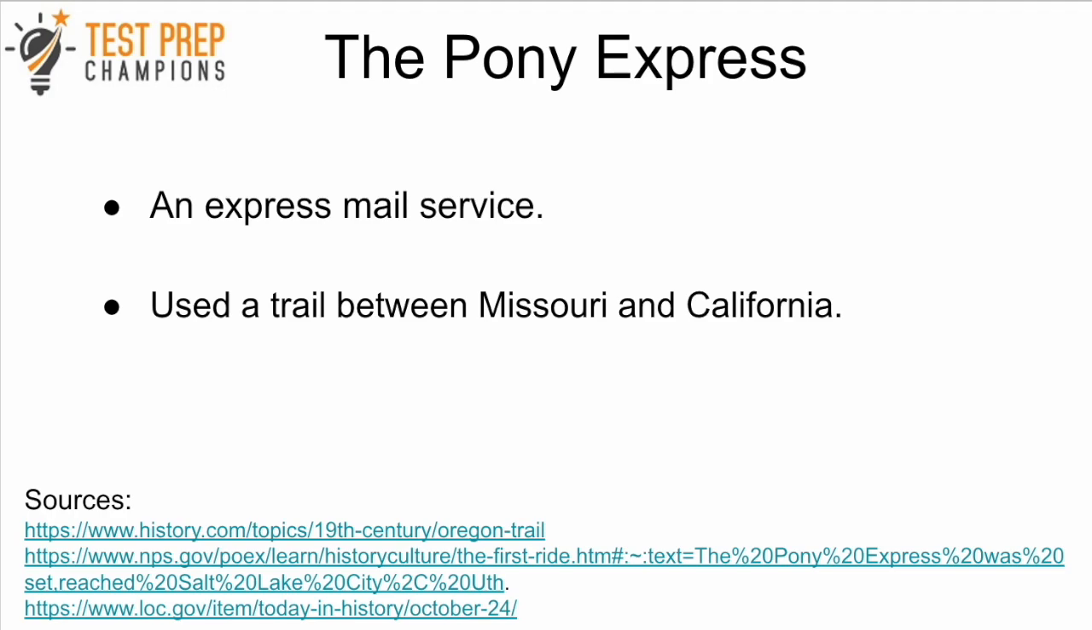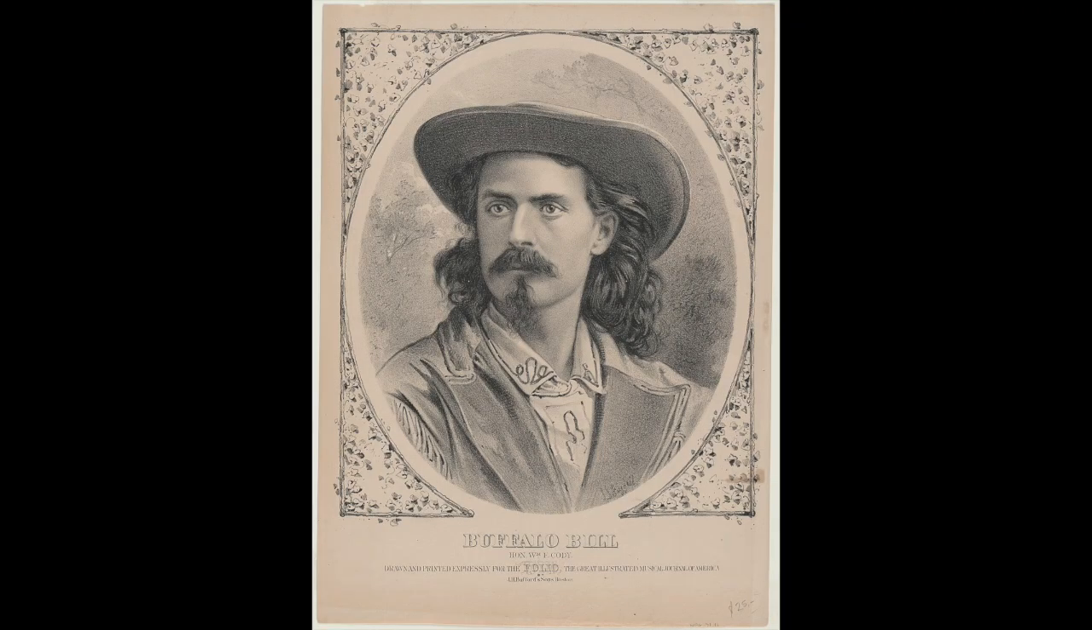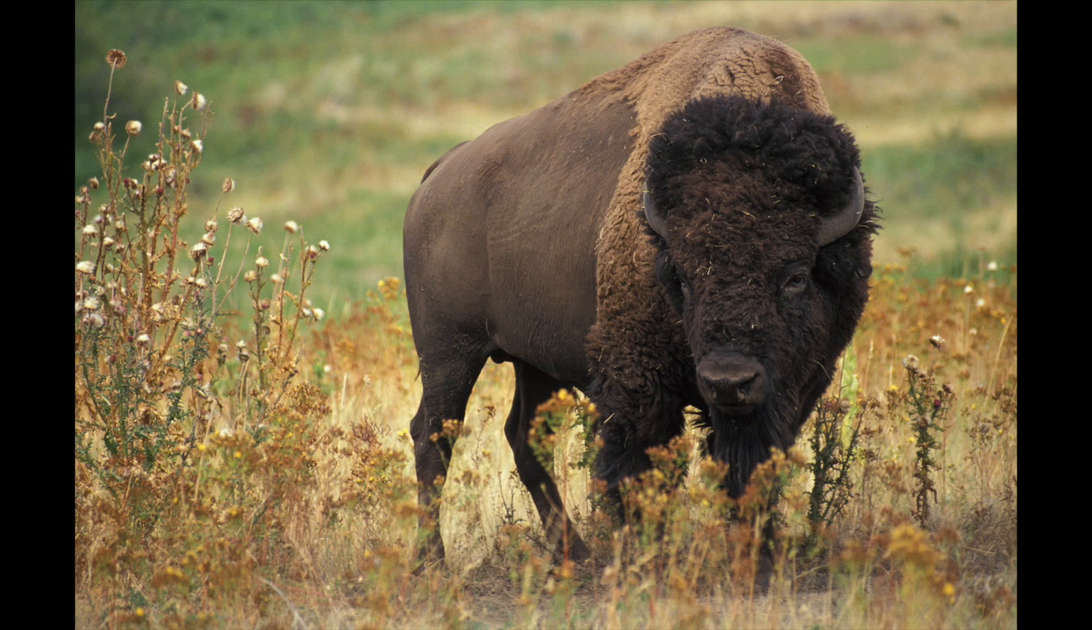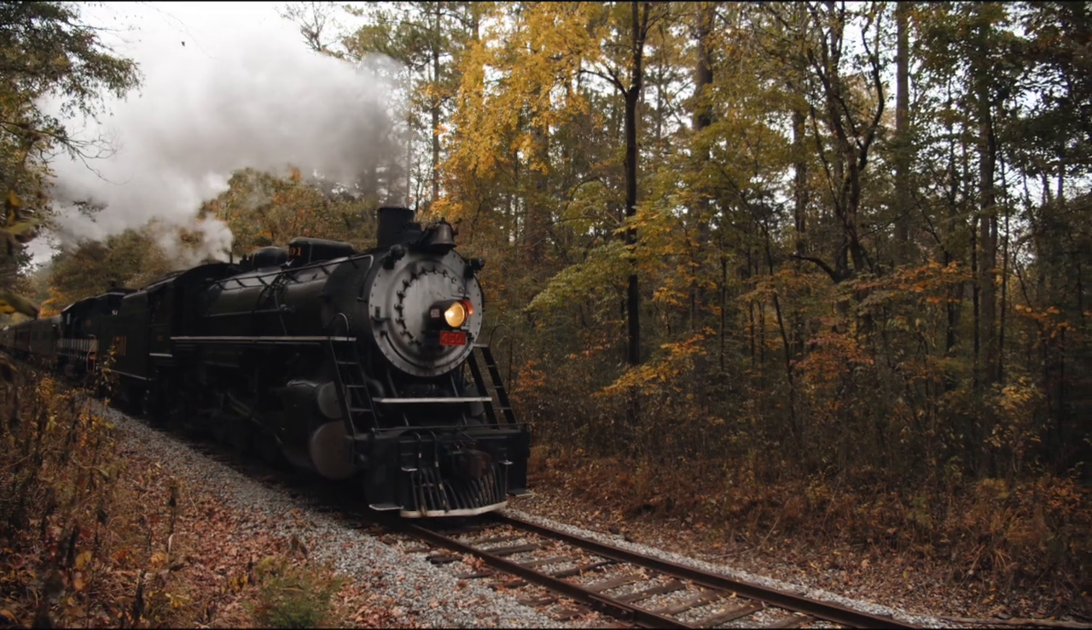Today, part of US Route 36 is called the Pony Express Highway because it includes the starting portion of the Pony Express. Now, legend has it that William Cody, better known as Buffalo Bill, rode for the Pony Express. Buffalo Bill was born in 1846. Now, the story goes that Buffalo Bill got his nickname because he was a highly skilled buffalo hunter. He worked for the Kansas Pacific Railroad Company hunting buffaloes to help feed the workers.